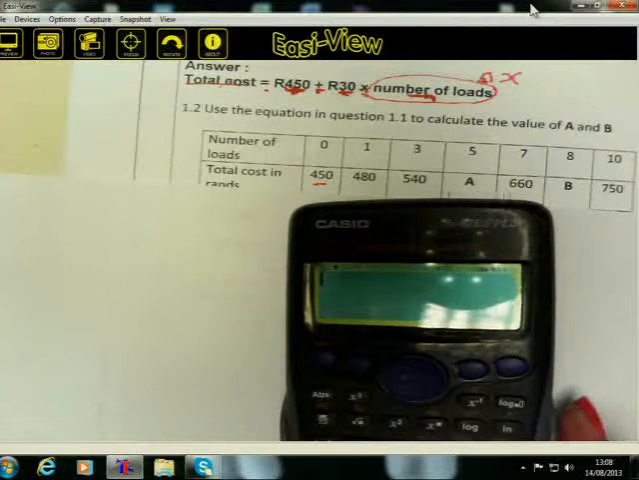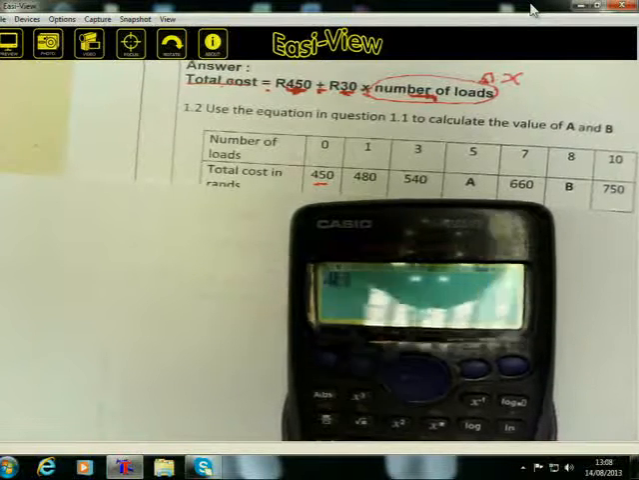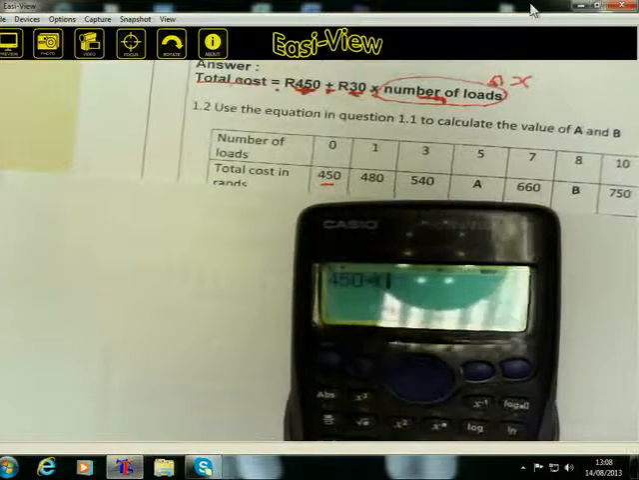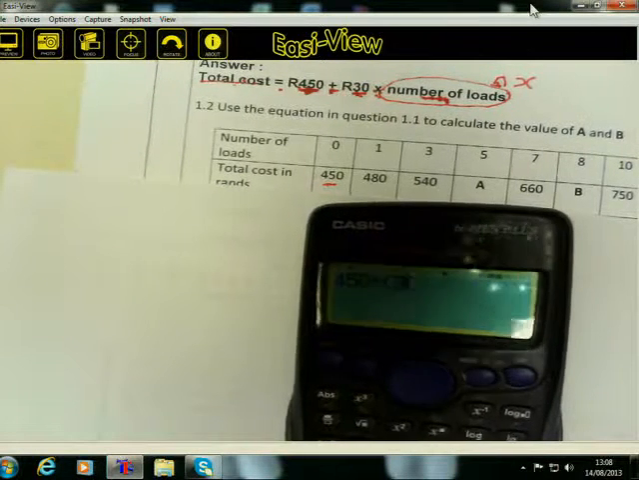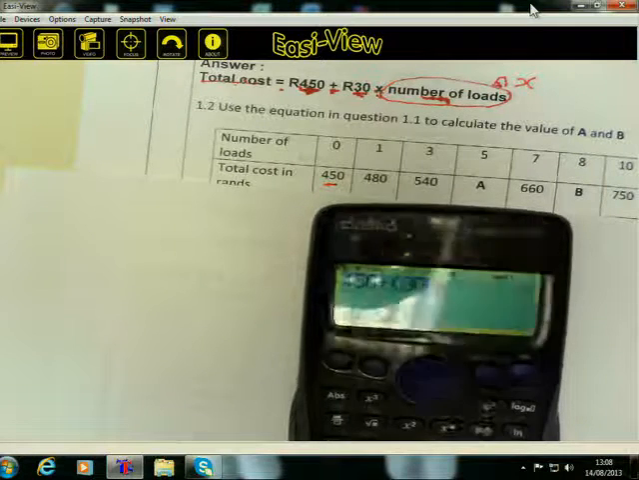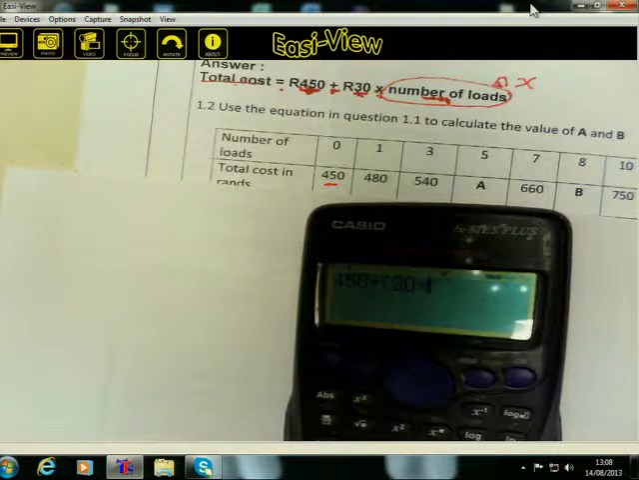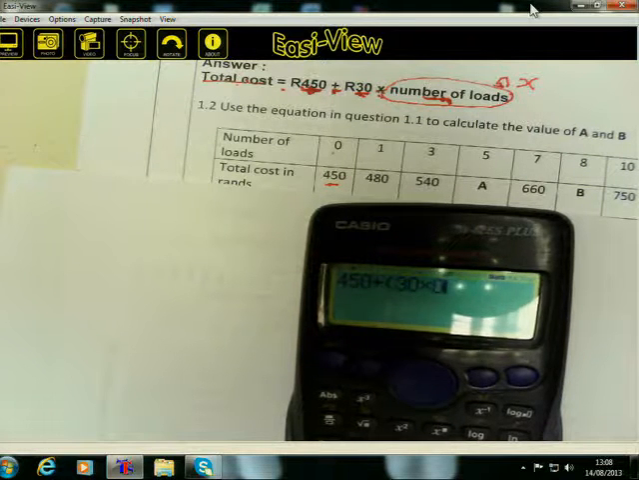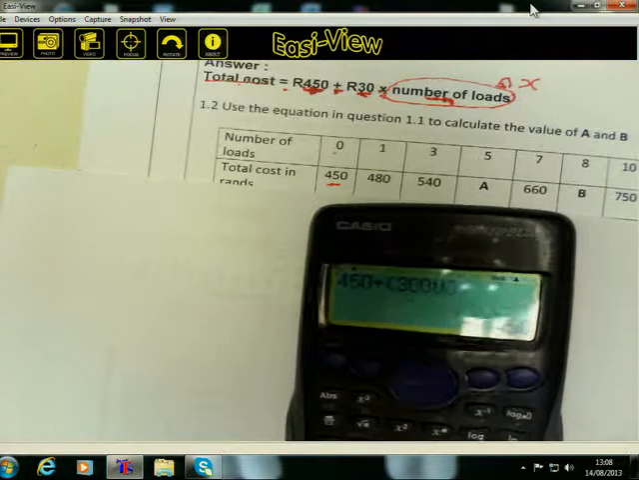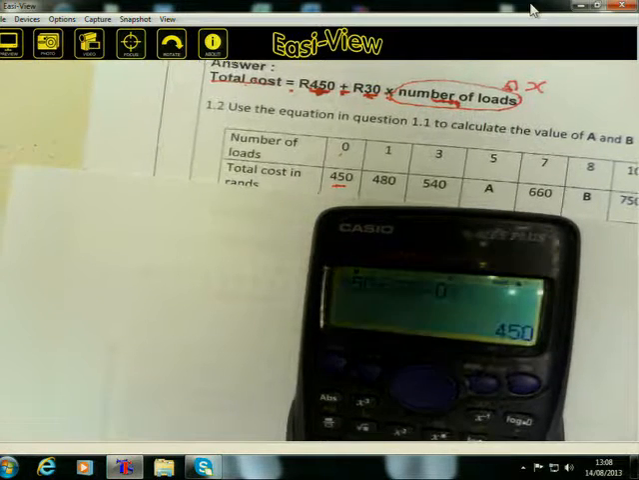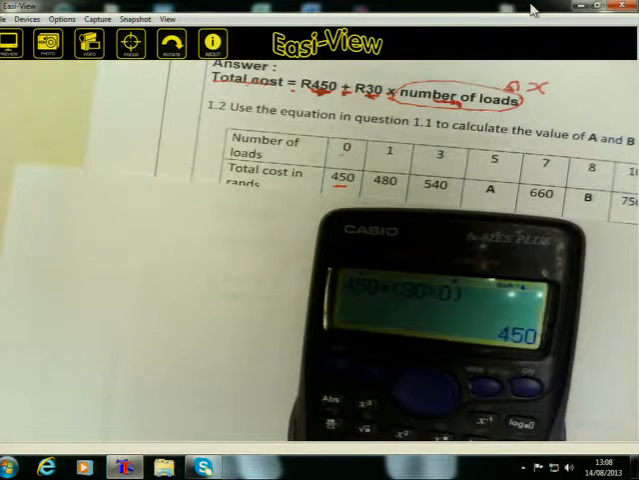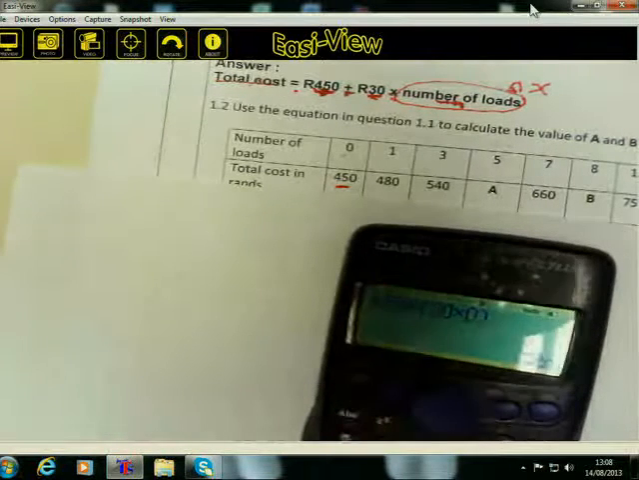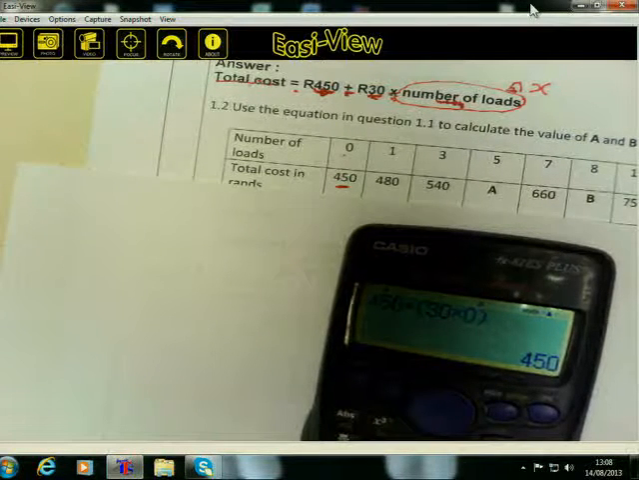Remember, we said the formula is 450 plus, let me put a bracket there, 30 rands multiplied by the number of loads, which is written as 0. I will put my 0 there. There, my answer is 450. I hope you also got 450. Meaning the answer is the same as the one that is provided. Then it means my formula is correct.